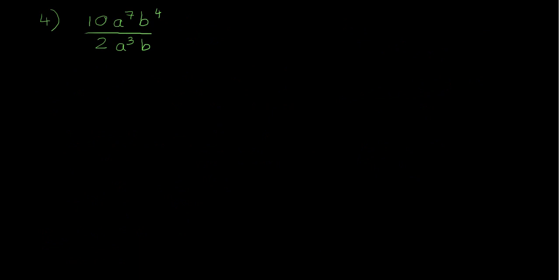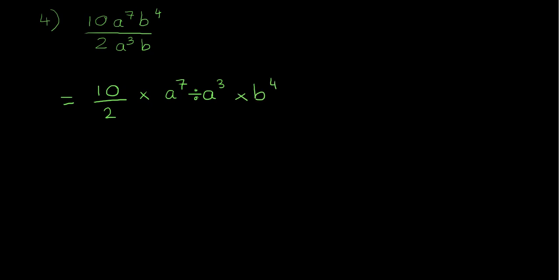Now this question can be solved using index laws as well as just in the normal division. So in order to explain it, I'm going to do it like this. So I'm going to write it as a fraction for the numbers, 10 over 2, times a to the power 7 divided by a to the power 3, and multiplied by b to the power 4 divided by b.